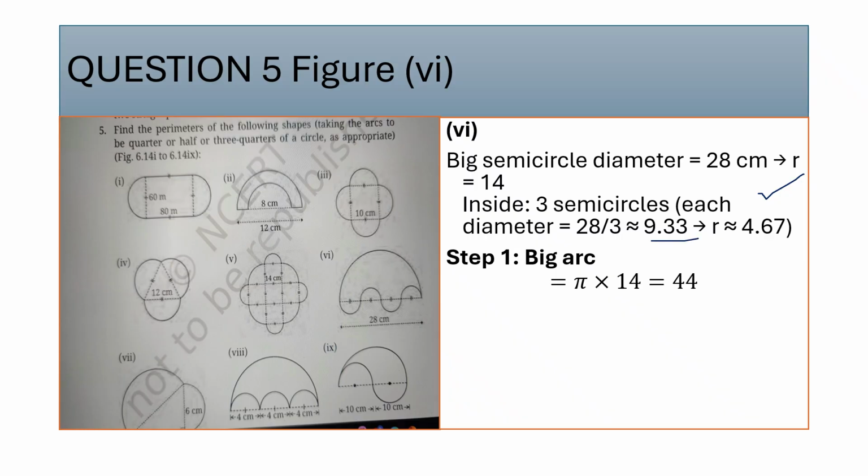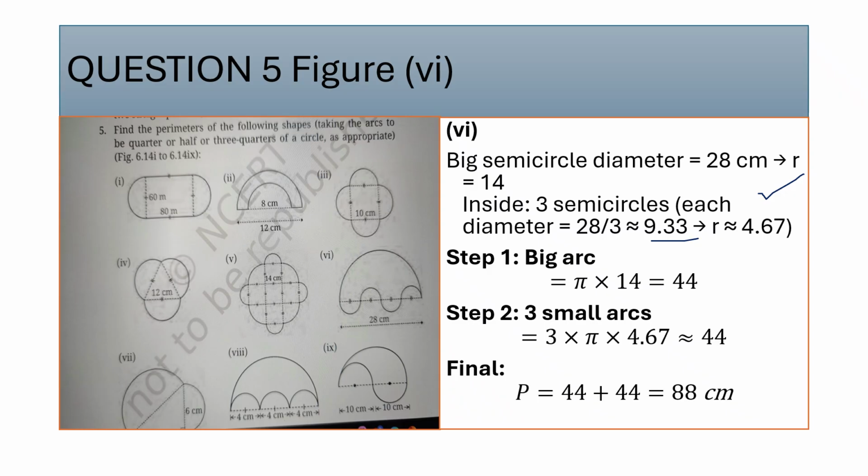9.33. What is the big arc there? Big arc is pi into 14. 14 is what? It is your radius, which you have calculated from the diameter. Now what are the 3 small arcs? 3 into pi into the radius, which is 4.67, that is 44. So what will be your final answer? 44 plus 44. Students, please don't confuse yourself. Just go step by step. First take the big arc, then you take 3 small arcs, add it, and then you will get your final answer.